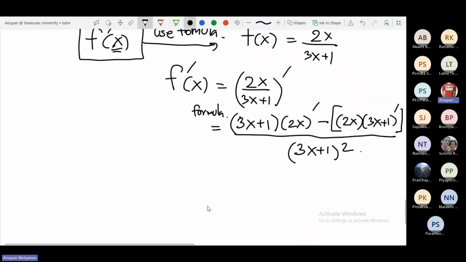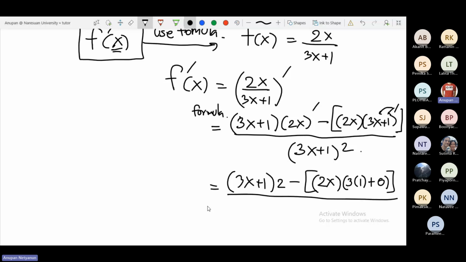Okay, then let me calculate. So I have 3x plus 1, the derivative of 2x: 2 is a constant, it can come out. The derivative of x, which is dx by dx, is 1, right? So you have 2 times 1, which is 2. And the last part, the bottom is the same. Let me do the last part first. The derivative of 1, which is a constant, is 0. The derivative of 3x: 3 can come out, the derivative of x is 1.